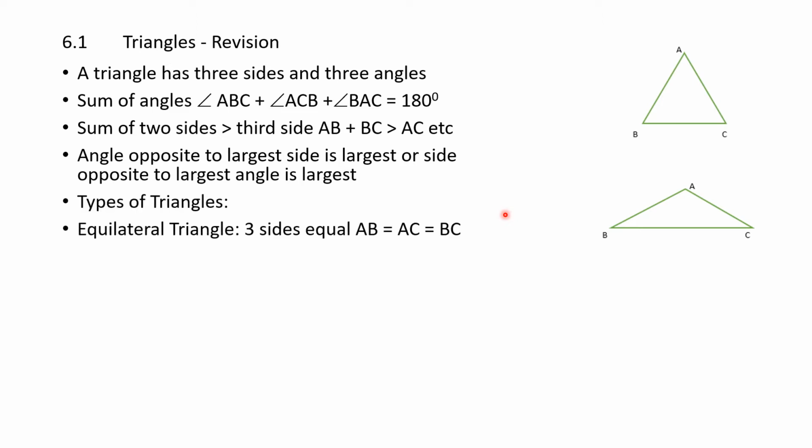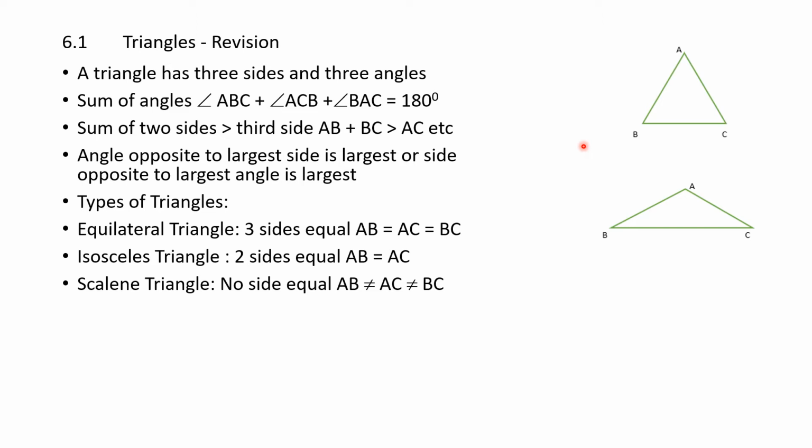Types of triangles. Equilateral triangle. When 3 sides are equal, that is AB is equal to AC is equal to BC in figure 1, then it is an equilateral triangle. Isosceles triangle. In an isosceles triangle, 2 sides are equal, that is AB is equal to AC. When 2 sides are equal, then it is an isosceles triangle.